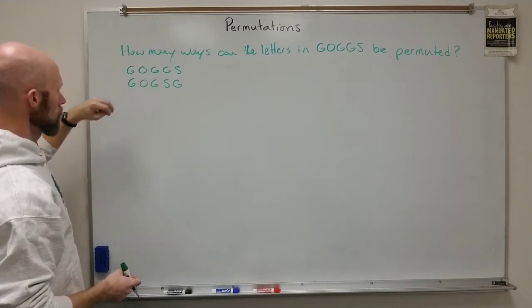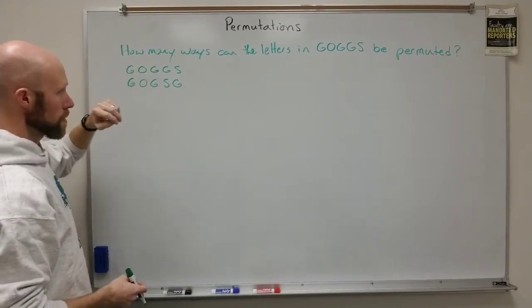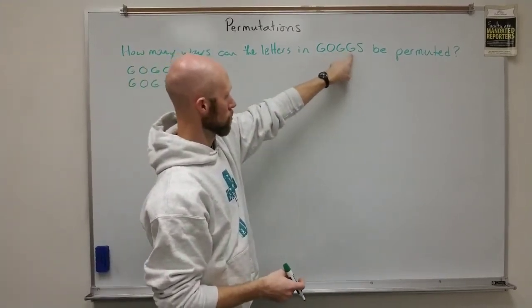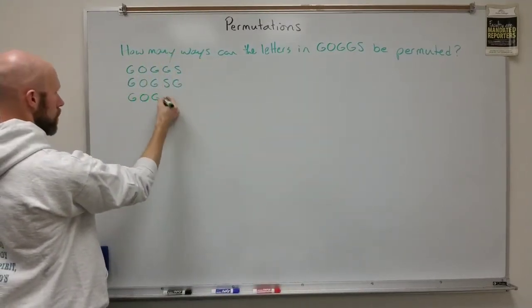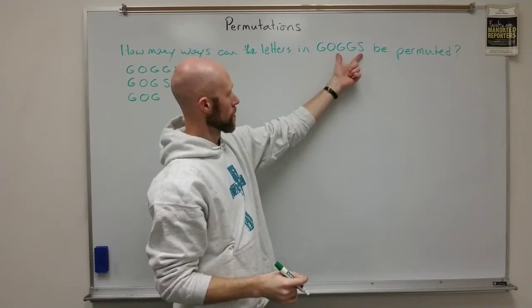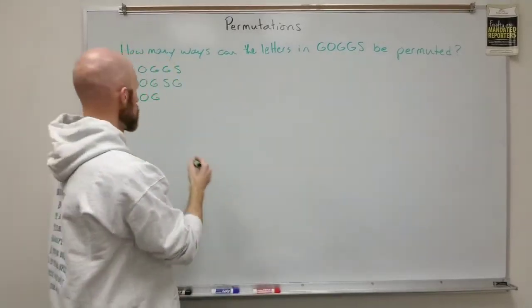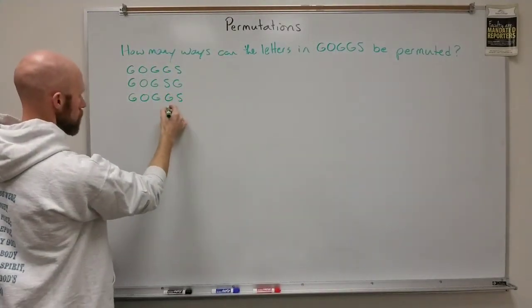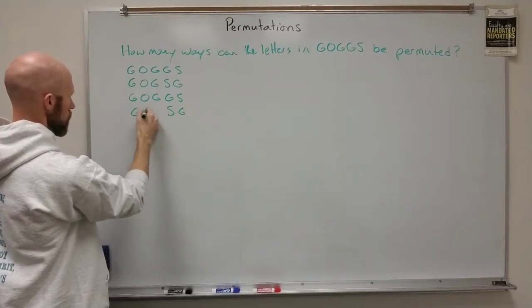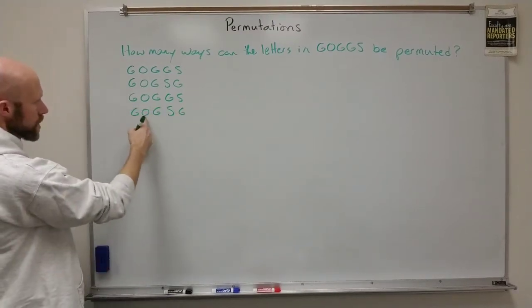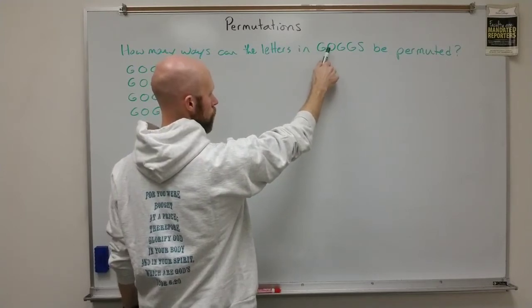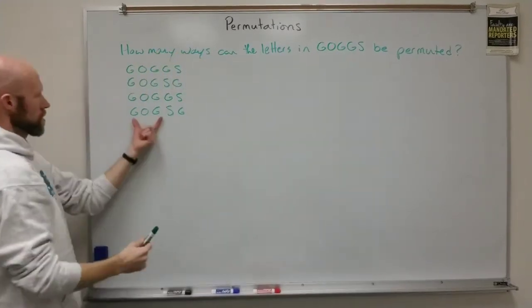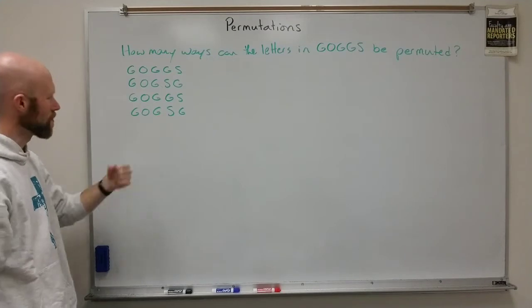And then that's every combination with GOG. So maybe I'll start with the first GOG. So maybe I'll go GO and then I'll use this G for my third letter. Then I still have another G and an S to use. So I'll put those in this order and then stick with the rest. So there's GOGS. So that's everything that could go with letters 1, 2, and 4 as the first three, I guess you could think of it.